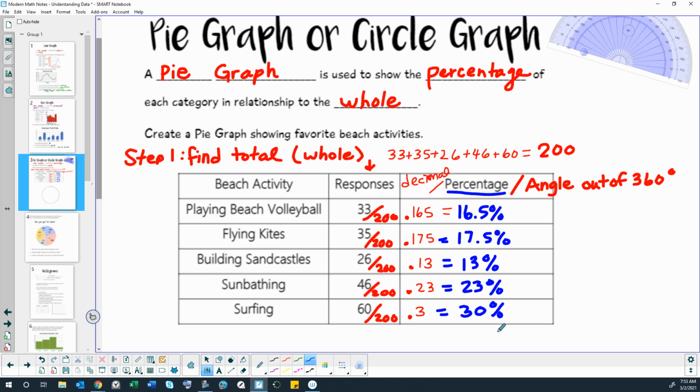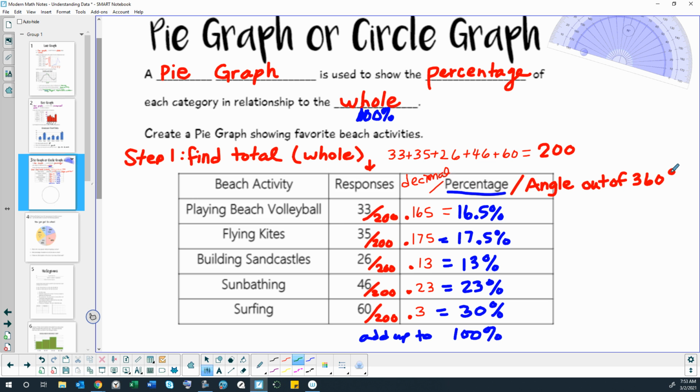Now, if you did this right, these numbers should add up to 100%, right? Because we want the entire circle, the whole circle. We're comparing each percentage compared to the whole, and the whole is 100% of the data. Okay, so now the tricky part. Let's find the angle that would be represented by each piece.